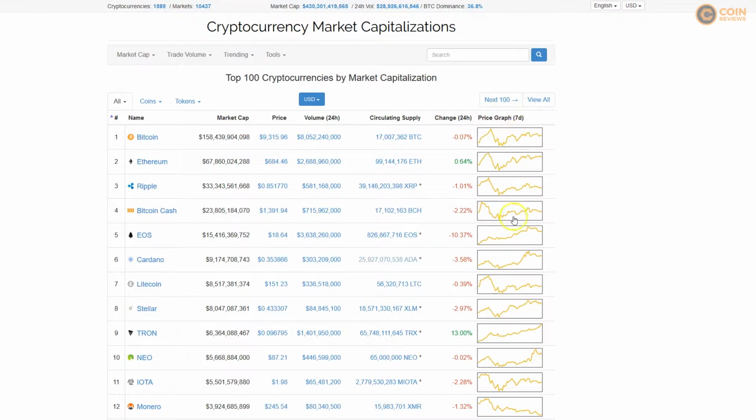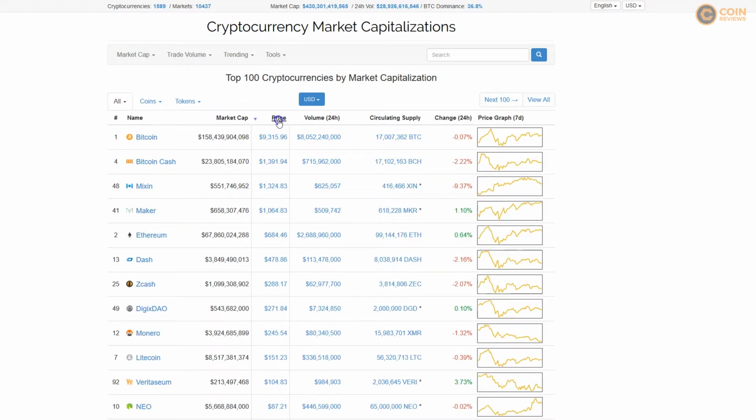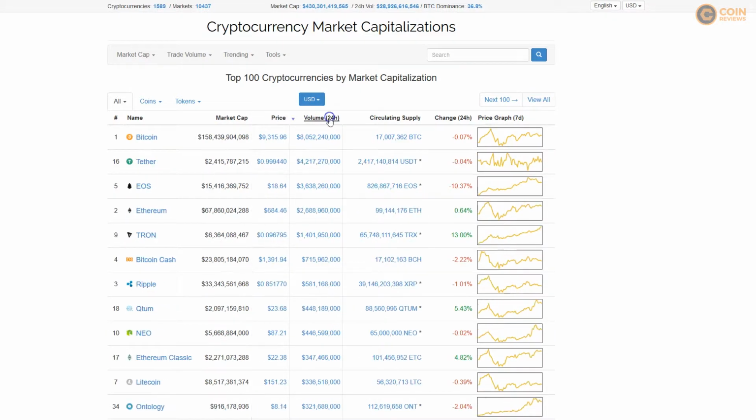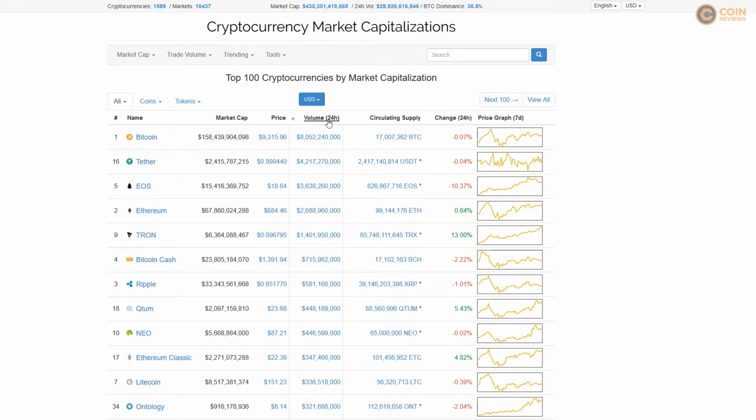And we've got the price graph over the past 7 days, just a little sketch of it. And these are all sortable. So if you want to look at the highest price versus the lowest price of the coins in the top 100, or the highest volume versus the lowest volume, you can just click this and then click again to sort it ascending versus descending, much like you would in an Excel chart or something like that.